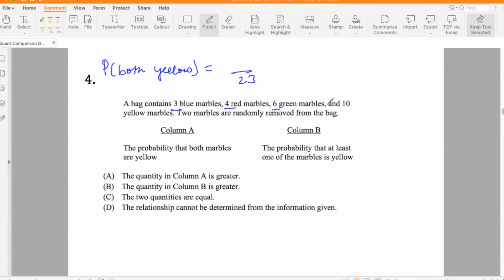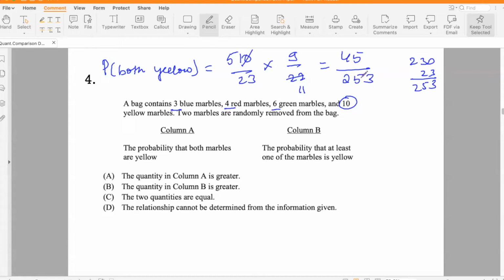So out of the 23, if I select the first one as yellow, it will be 10 out of 23. And now out of the remaining 22, I select the second one as yellow. So that will be 9 out of 22. So that's 5 and that's 11. 45 divided by 230 plus 23. So 253, right? So that's the probability that both are yellow.